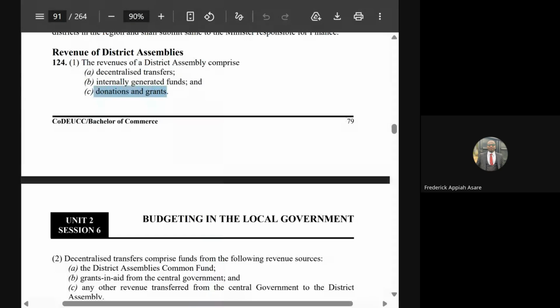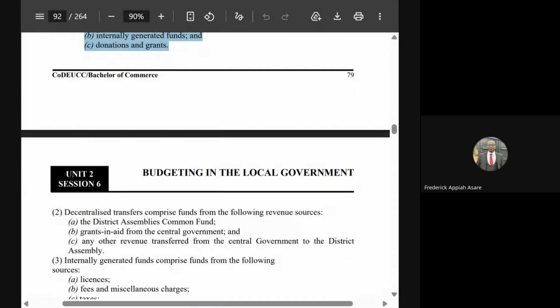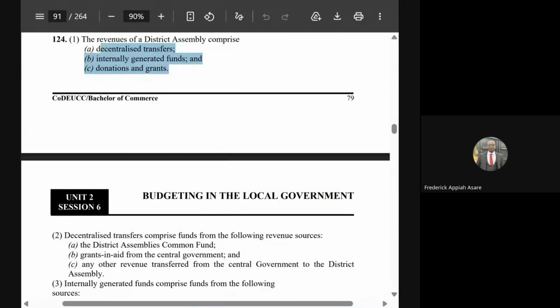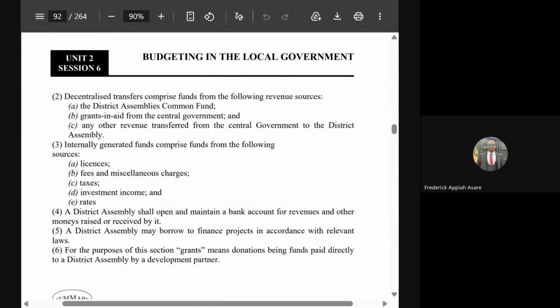Then we have donations and grants. Sometimes good people or charitable people will come around to donate some stuff, and they also get grants from maybe international bodies, local bodies, and others. So these are the three main sources of revenue when it comes to the district assemblies. They have decentralized transfers, they get money from the internally generated fund, and they also get money from donations and grants.